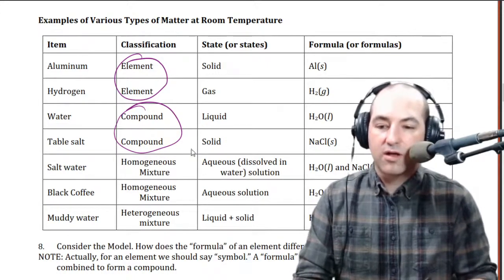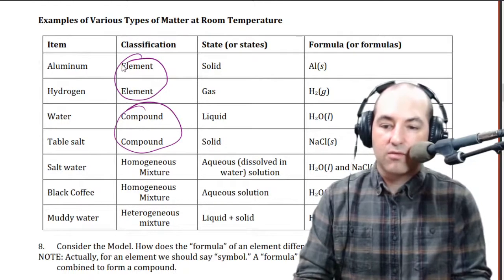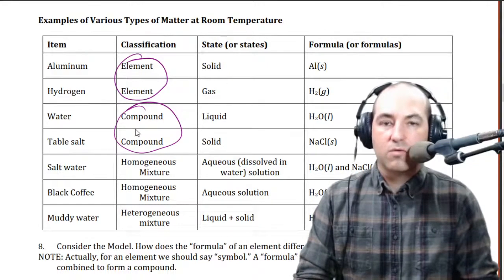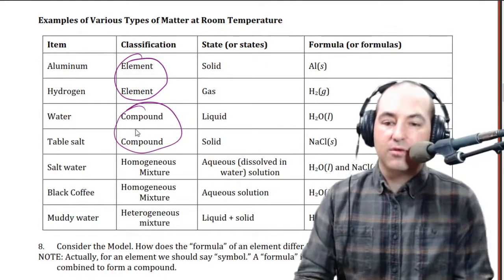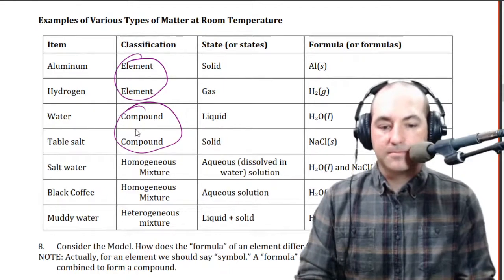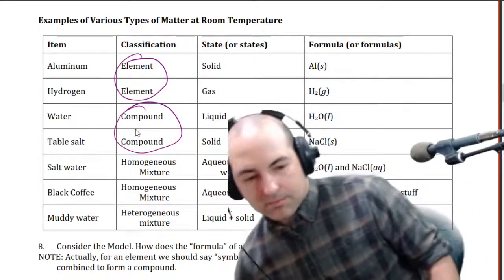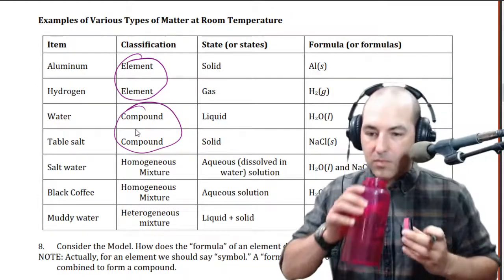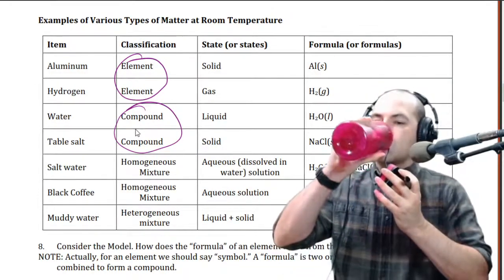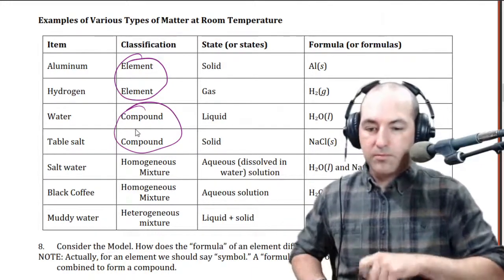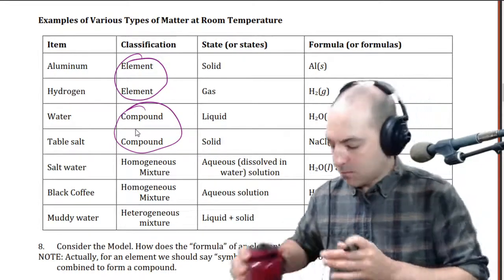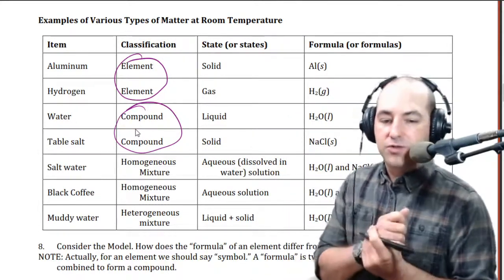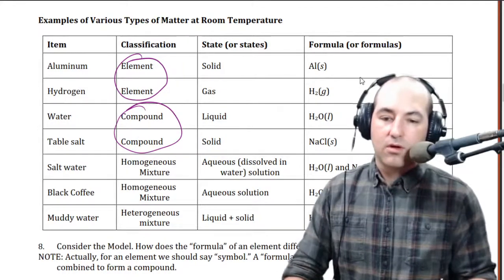So how is the formula of an element from these first two columns different from that of a compound? What's a difference that you see in this table looking at the other columns? All right, good. Compounds have two capital letters. So what do you think that means?